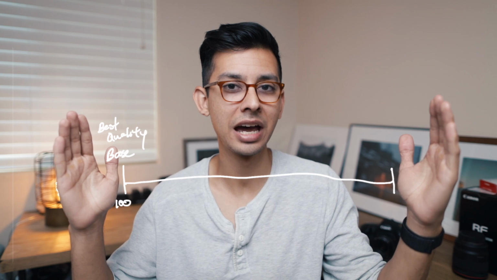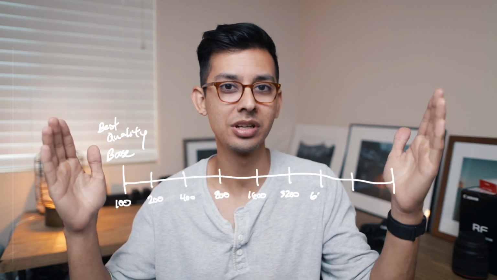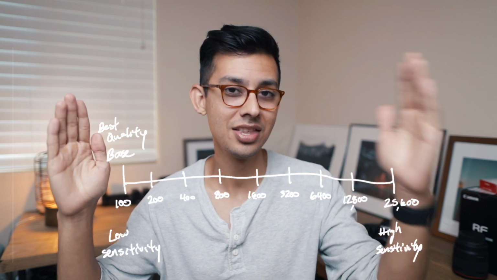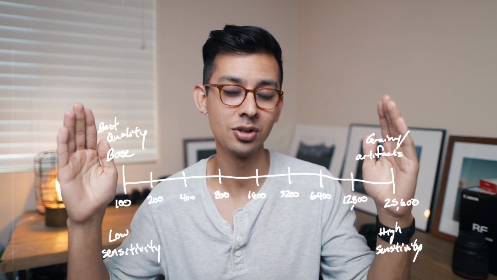ISO is measured from ISO 100 all the way up to say ISO 102,400, which is pretty insane. So this end being least sensitive and this end being the most sensitive to light. Now with that sensitivity also comes consequences. ISO 100 is going to be your cleanest version of an image, whereas the more that you increase ISO, the more noise and graininess that you introduce into an image.